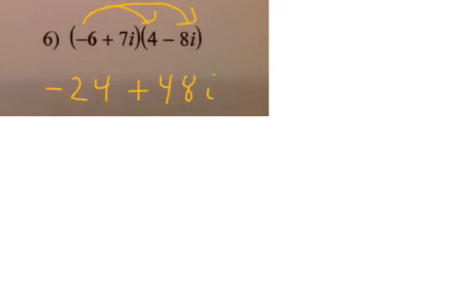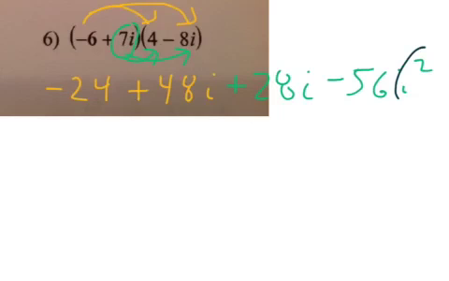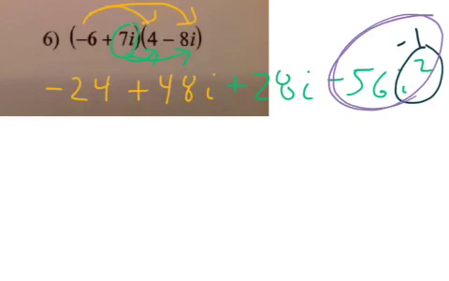Again, negative times negative is positive, right? What's next? Well, we're going to take that 7i times 4 and get plus 28i. And finally, 7i times negative 8i is negative 56i squared. Oh, there's that i squared again, which is negative 1. And notice negative 1 and negative 56 multiplied together would be plus 56, right?